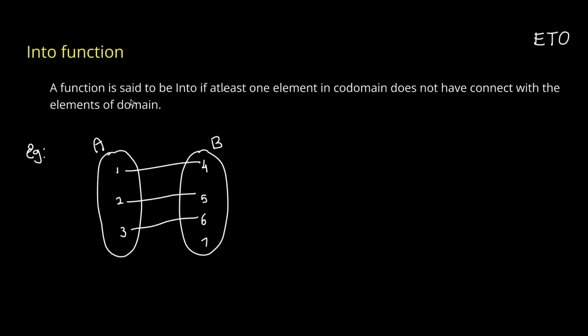Into function. A function is said to be into if at least one element in codomain does not have any connection with elements of domain. In the below example, set A represents domain and set B represents codomain, and 7 does not have any connection with domain. So this is an into function.